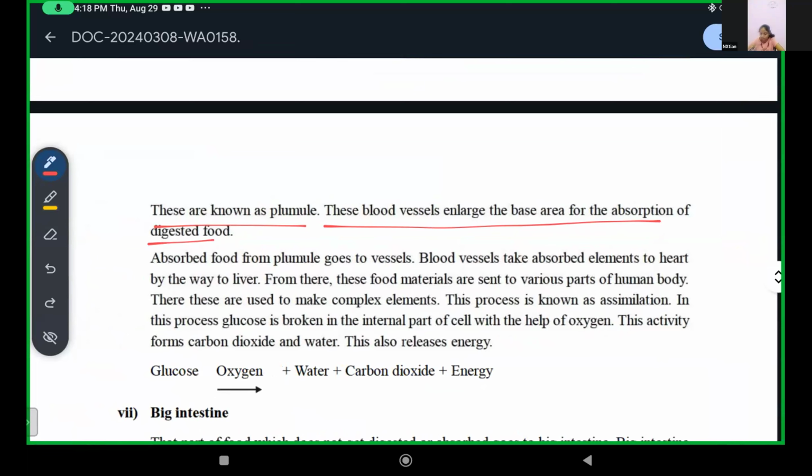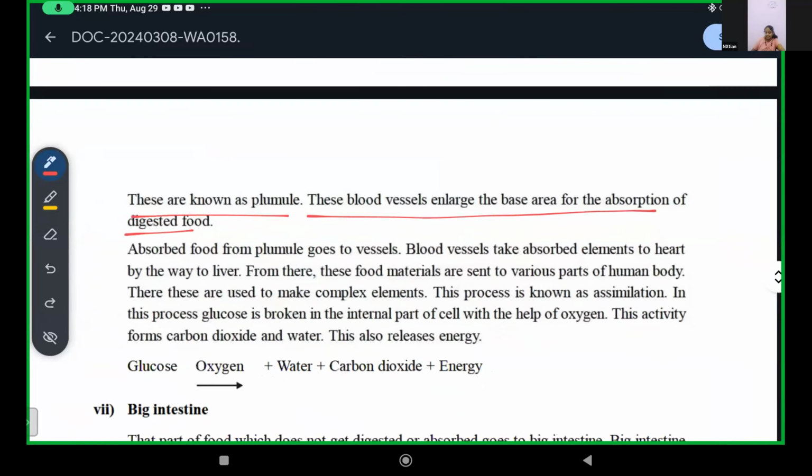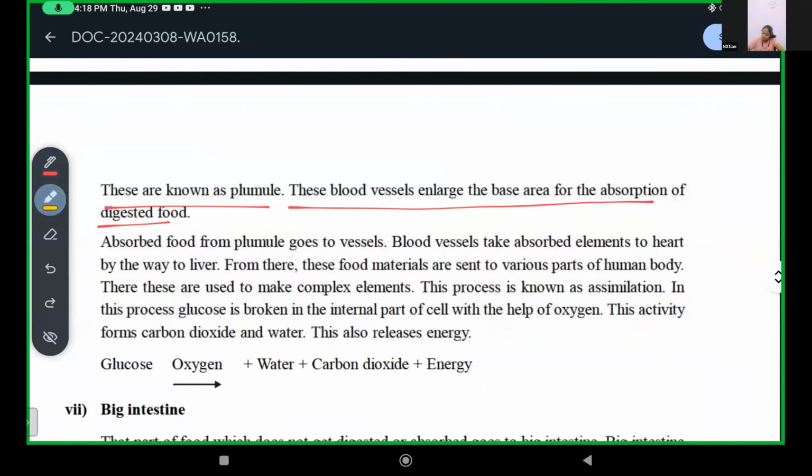These are used to make complex elements. This process is known as assimilation. What is assimilation? Once the digestion has taken place, the absorption process starts in the walls of the small intestine. In the walls of the small intestine, small finger-like structures are there, which absorb the important nutrients.